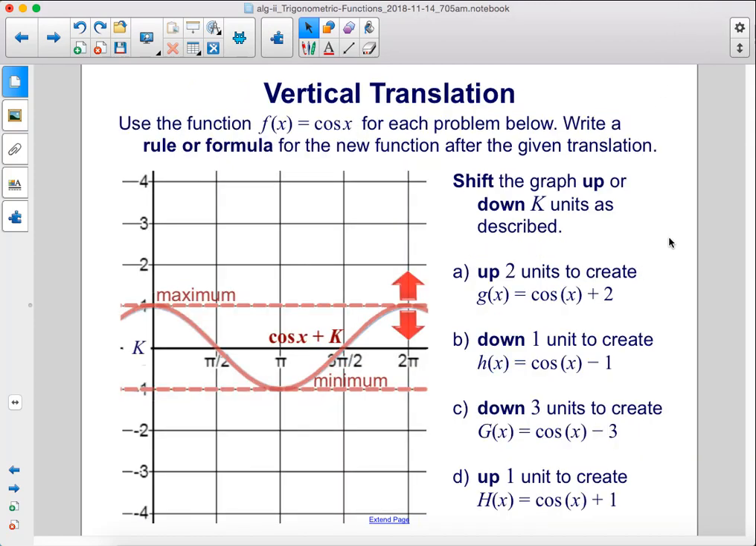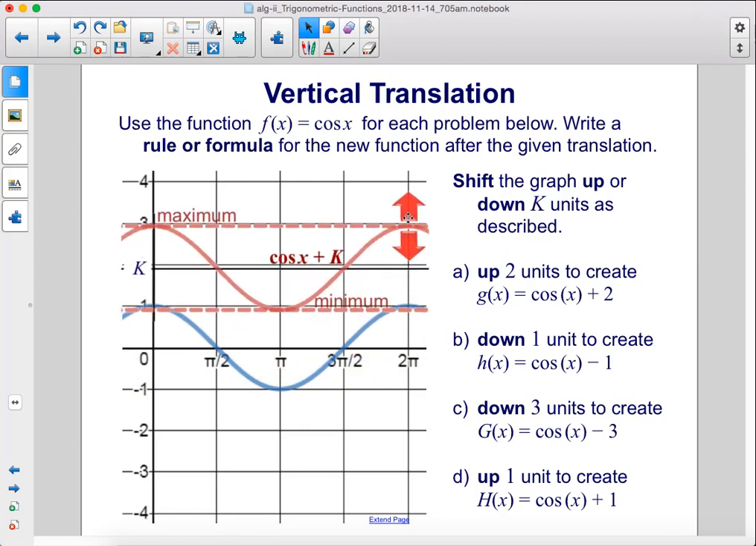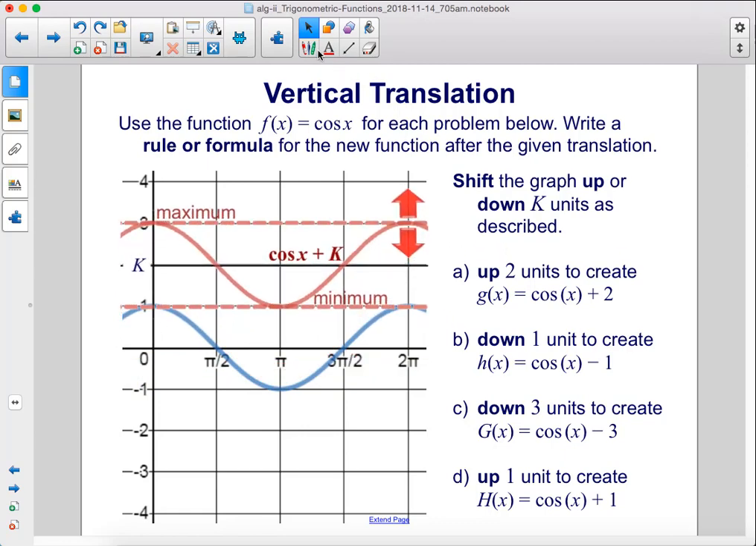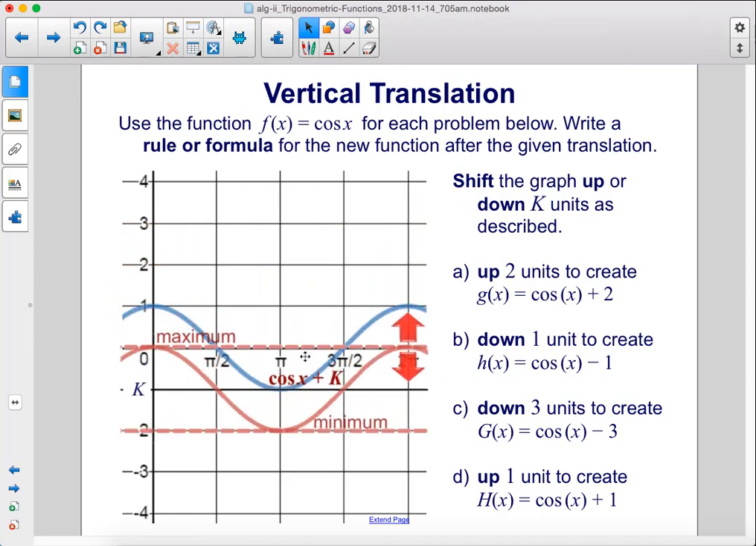Use the function f of x equals cosine x for each problem below. Write a rule or formula for the new function after the given translation. Shift the graph up or down k units as described. We'll shift it up 2 units, so we'll move k to 2. And that creates g of x equals cosine x plus 2. If we move it down 1 unit, we get h of x equals cosine x minus 1.